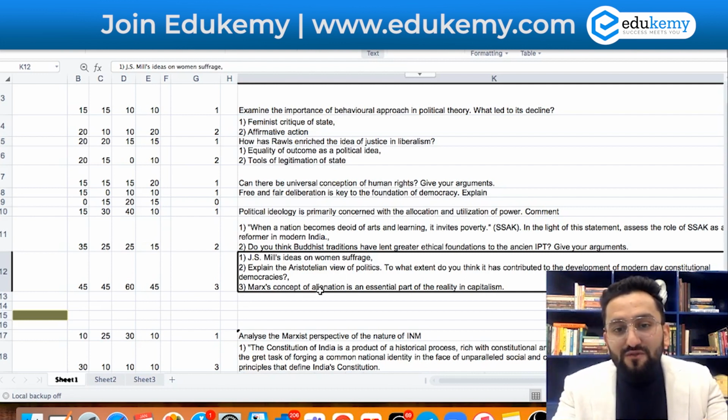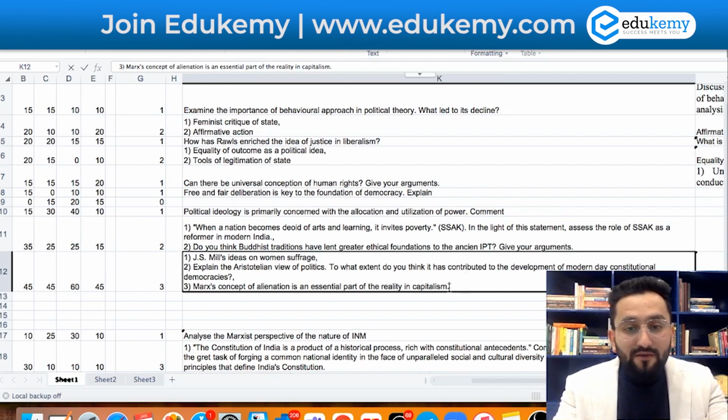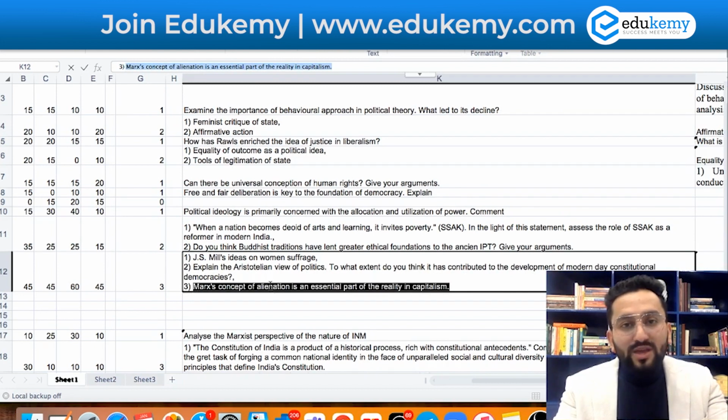Marx conception of alienation is an essential part of the reality in capitalism. मुझे लगता है कि अगर यहाँ पे Western political thought में एक question की language में थोड़ी सी smartness है तो वो ये question है. Why I'm saying that? Some students, those who have covered Marx theory, ideas around alienation, they may start jumping to the conclusion that they need to talk about various types of alienation. Right? Alienation from production process, alienation from product, alienation from self.